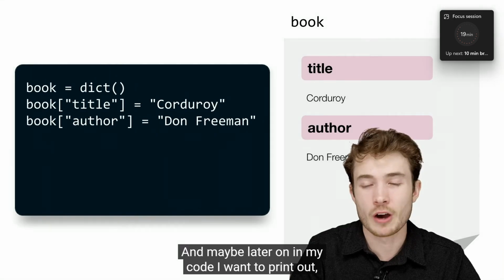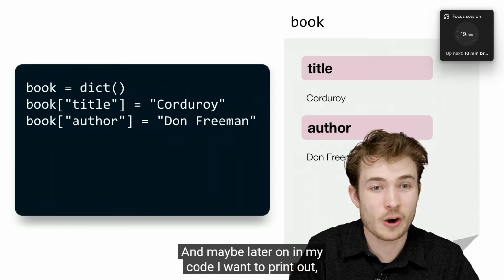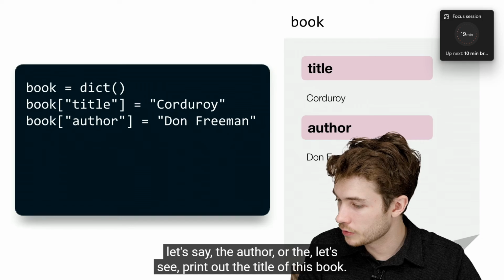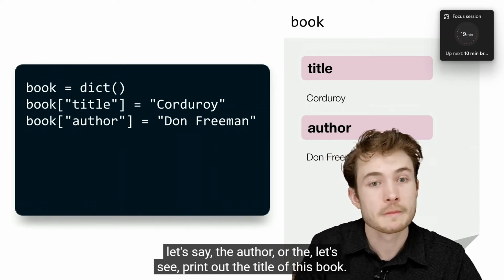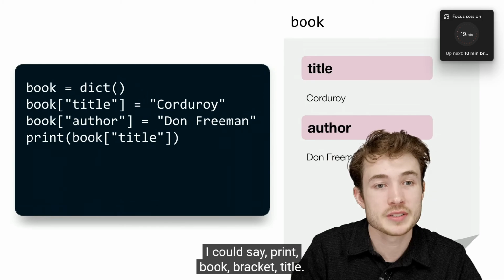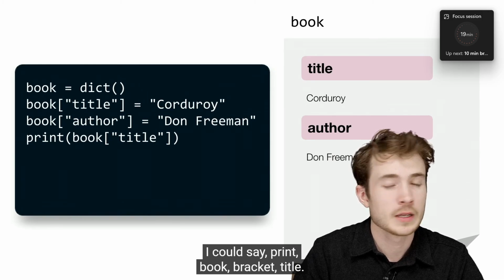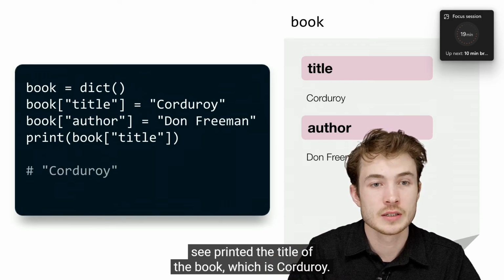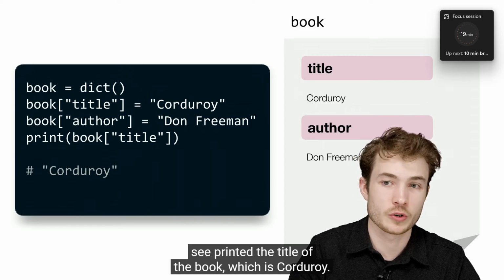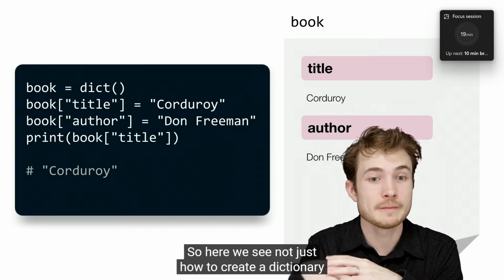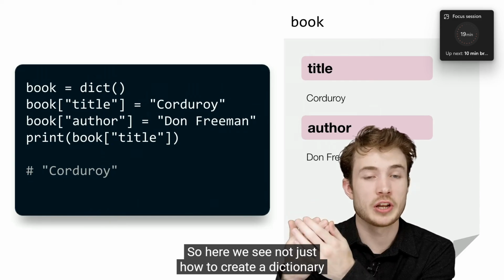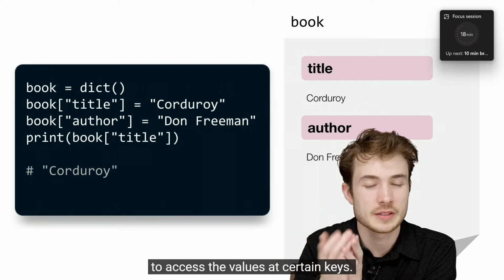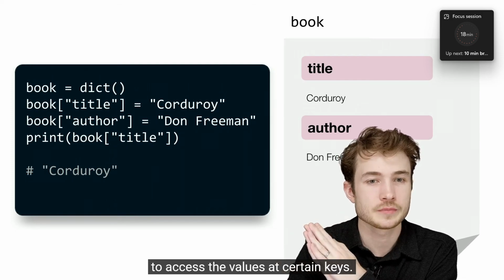And maybe later on in my code, I want to print out, let's say, the author, or print out the title of this book. I could do so like this. I could say print book bracket title, and without the assignment operator, I should just see printed the title of the book, which is Corduroy. So here we see not just how to create a dictionary and assign some keys and values, but also how to access the values at certain keys.